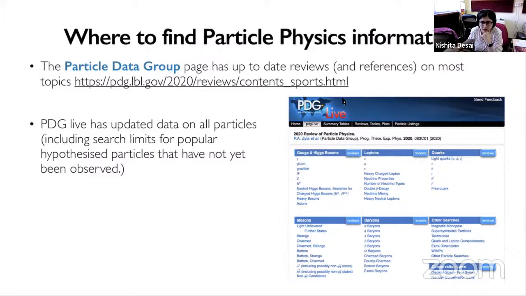This is a snapshot from last year, but it should be fairly similar. You can see all of the standard model particles are represented here, and you can click on any of them and you will get all the information about the particular particle, like its mass, its charge, if it decays, then its decay width, and so on.